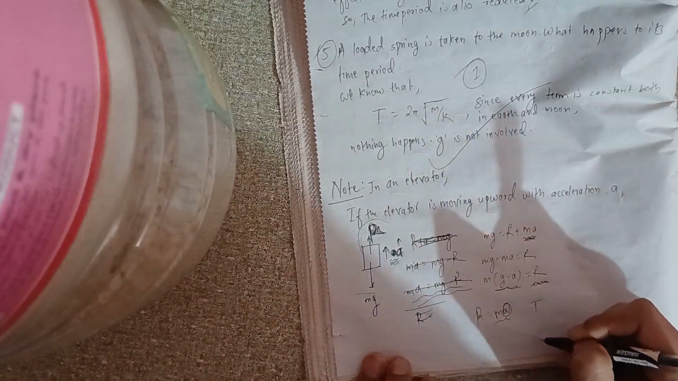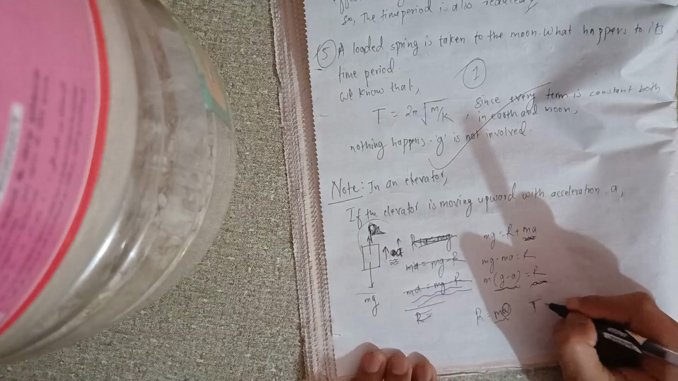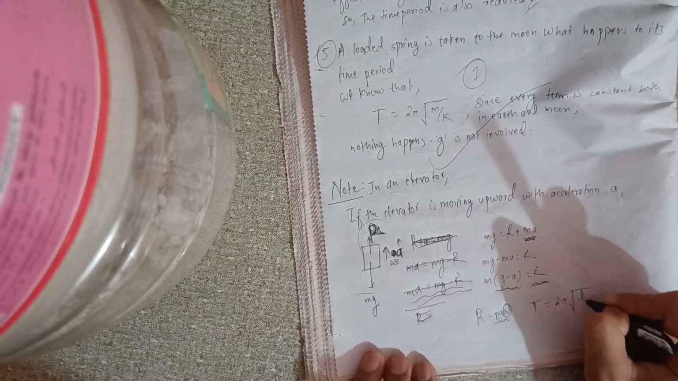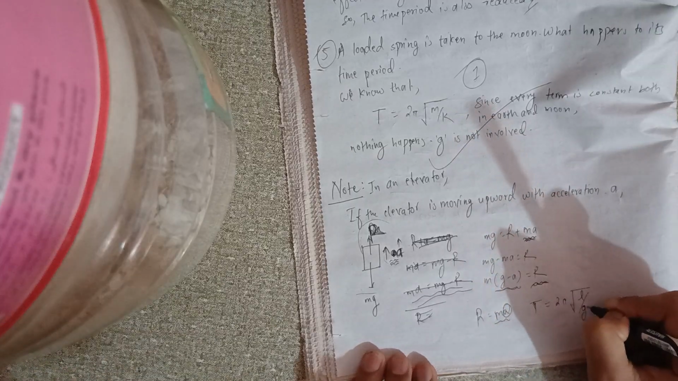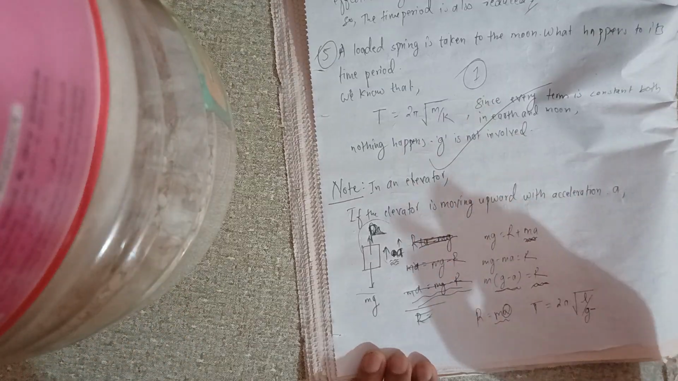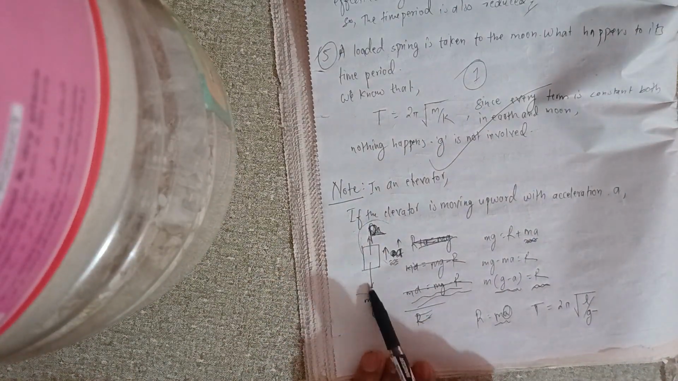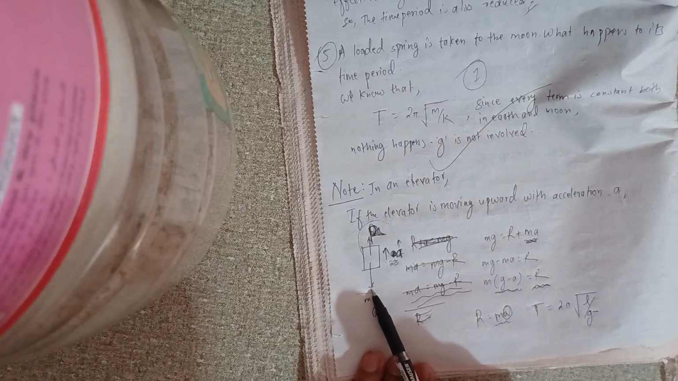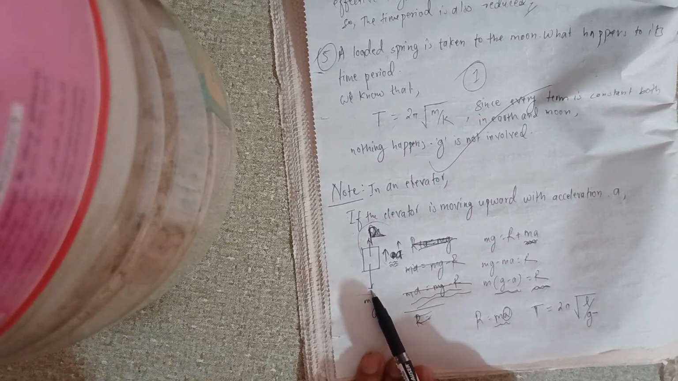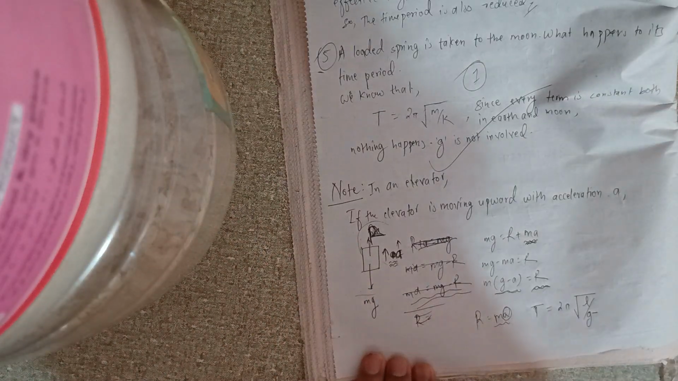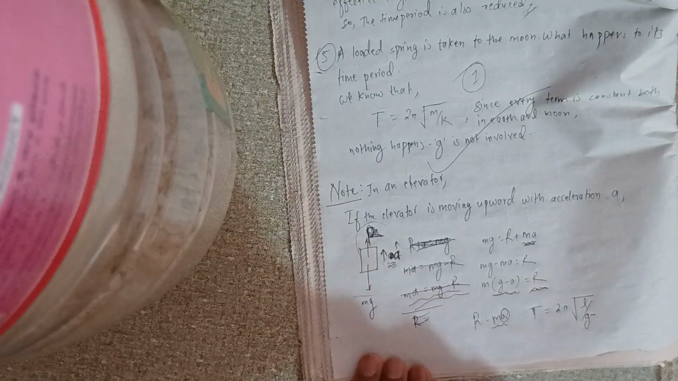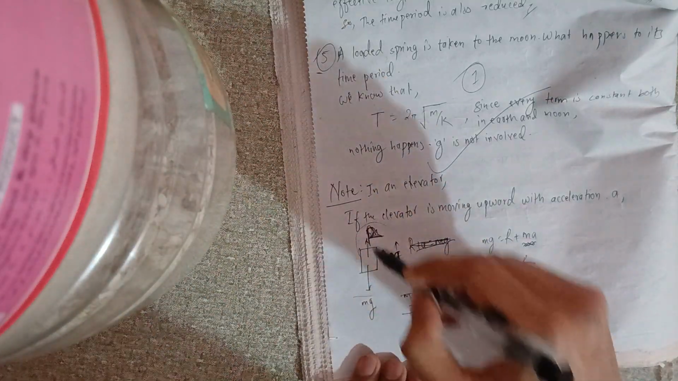So T, is it visible though? Yeah, okay, T will be equal to 2 pi under root L by g minus, oops, it should be a plus, but I messed up, I think. R plus ma equal to mg. Yeah. Okay, it can be interpreted like this as well, but I'm going to interpret it in a simpler way.